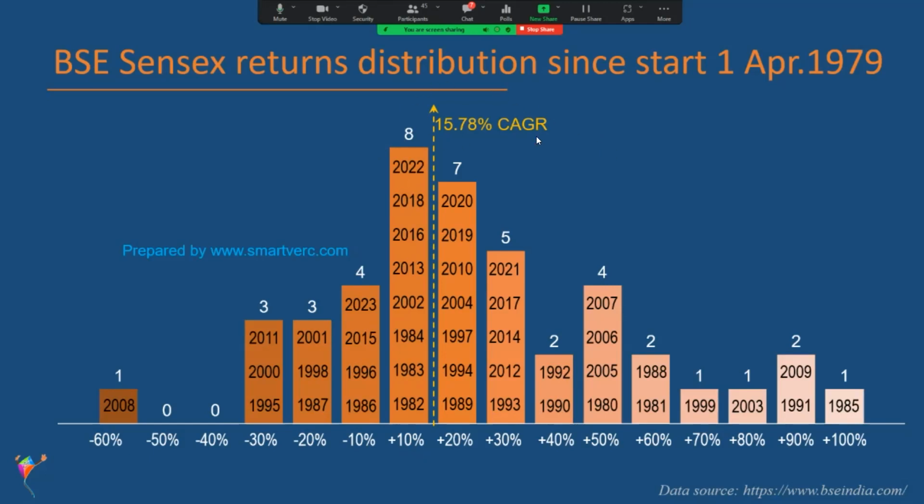And this is the compound return for a period of 44 years, from 1st of April 1979 till date. That is why 2023 is also appearing here, with a loss of about 5% since 1st of January. So it is appearing in the minus 10% bracket. More about this later. Let's begin today's presentation.